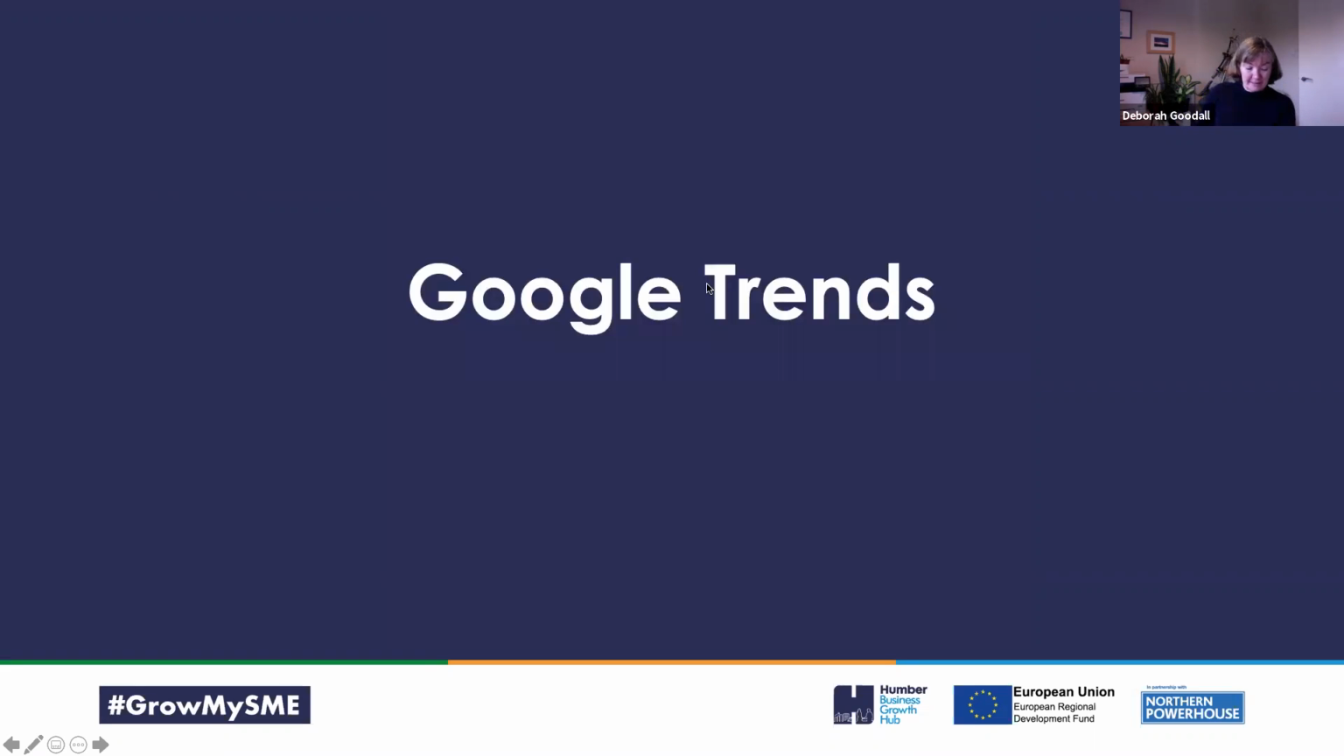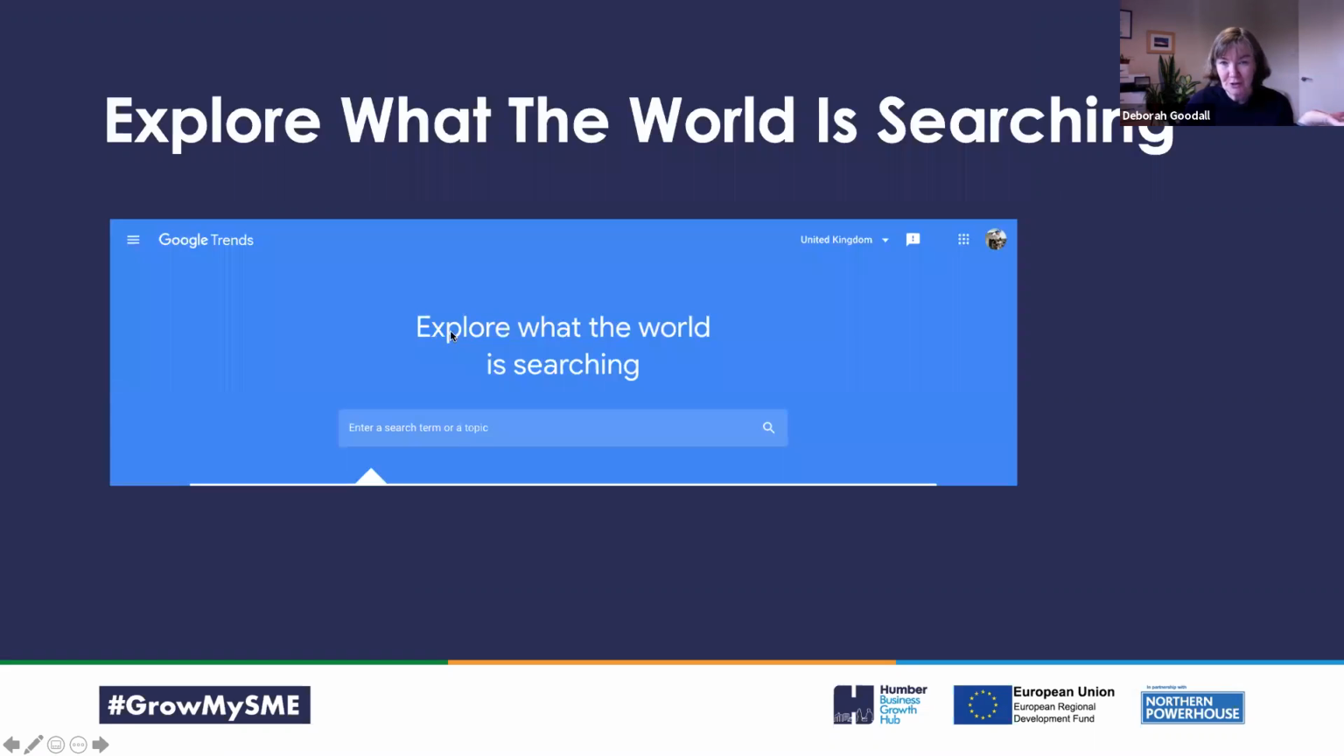So, Google Trends. A lot of people haven't heard of Google Trends, and I think it's one of those bits of Google that's almost a well-kept secret. And it allows you to explore what the world is searching. And you might think, well, why do I want to do that? Well, there's all sorts of reasons that you want to know what people are searching. And it can really help influence your marketing strategy, and particularly your content strategy.